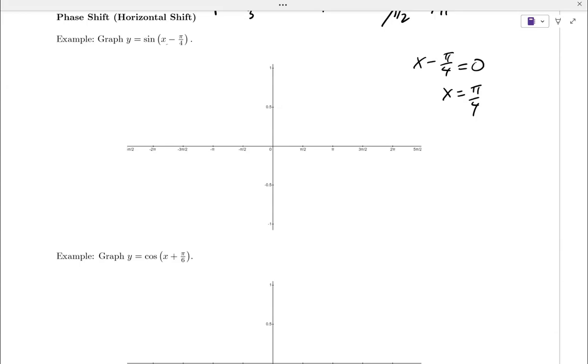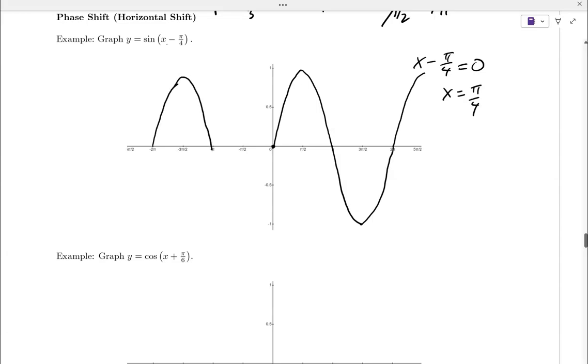So for this one, your original graph for sine would, remember, it starts at the origin. I like to think of the y-axis as kind of the starting line. So it starts at the origin, goes up to 1 at pi over 2, down to 0 at pi, down to negative 1 at 3 pi over 2, back up to 0 at 2 pi, and keeps going and repeats that pattern.